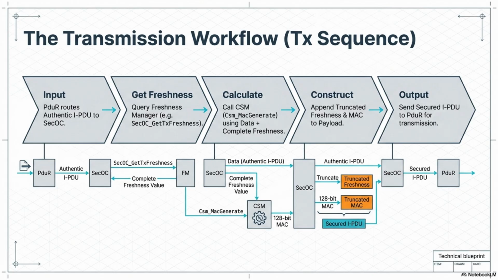When an AQ sends data, the PDUR hands it to SecOC. We query the freshness manager for a value, ask the CSM to generate a MAC, and then bundle everything into a secured IPDU. Only after this wrapping process is the message sent back to the PDUR for actual transmission.